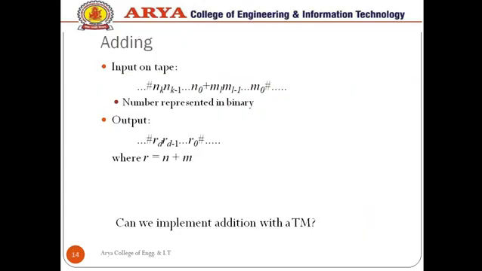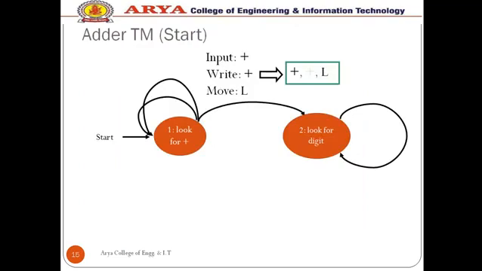In this, adding on the tape, when n is added to m, we can find the final answer n plus m. We can implement this, then start the adder. First, we look for plus. That is the first state, the starting state. If the input is plus, write plus, move left.